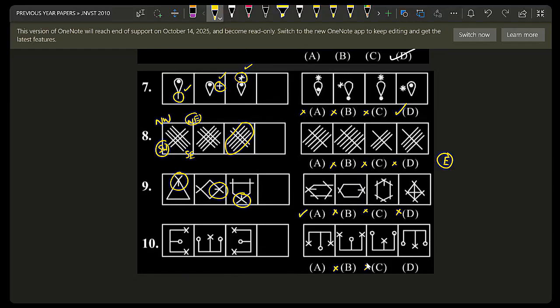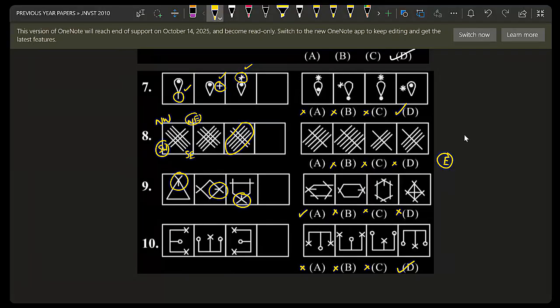Now let us concentrate on the cross mark and circle. Two cross marks, one circle. Two circles, one cross mark. Two cross marks, one circle. So for the next option, we expect two circles and one cross mark. It is there in option D. So A is eliminated and we got the answer D. So any doubts in these questions, you can raise a hand.